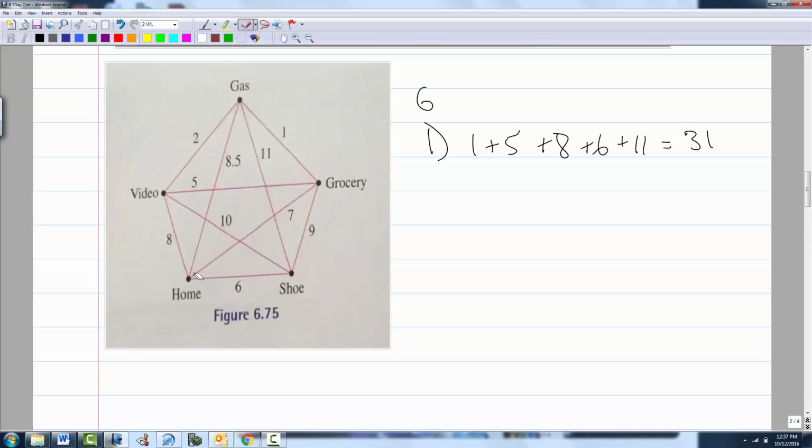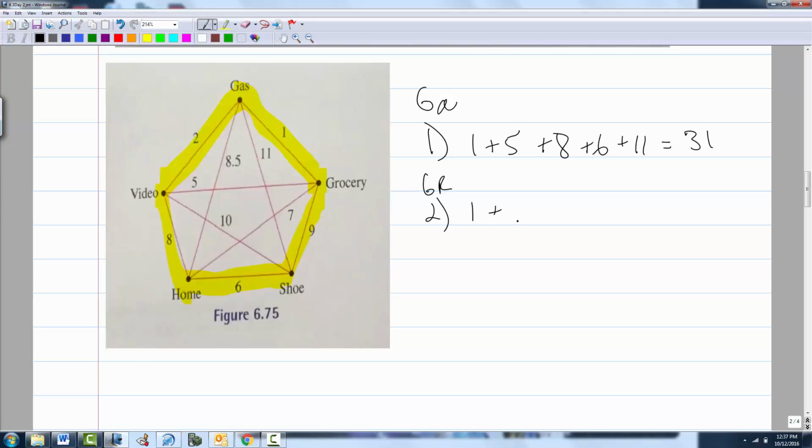Okay, so this is gas that I started with. Now let's start with grocery. So grocery is the second check, and then we can go faster. Starting at grocery, what do I get to do? Gas. Then what? Video. Then what? I can't do 5, because then I'm at the grocery store again. So it's home, right? Then what? It has to be shoe, and then what? Grocery.